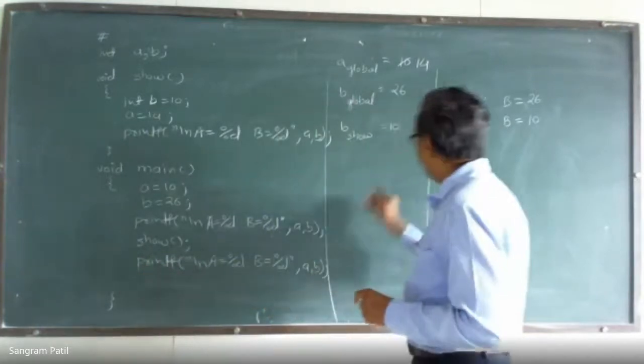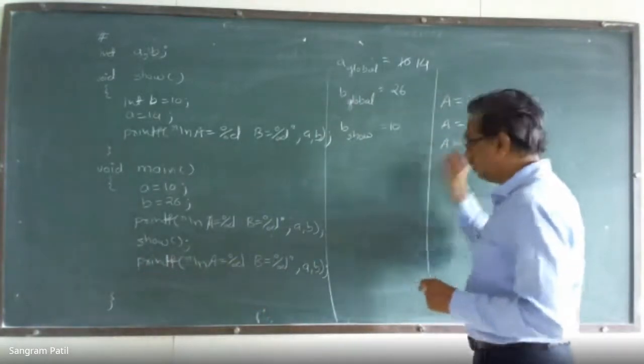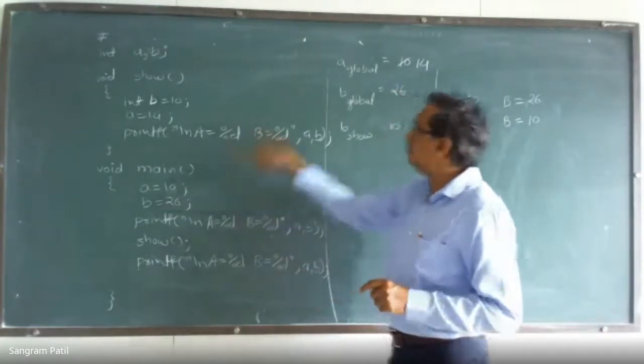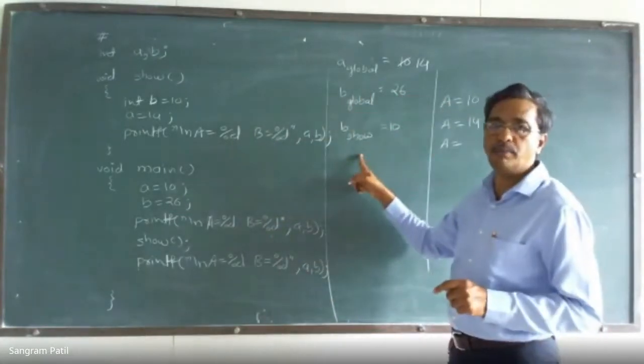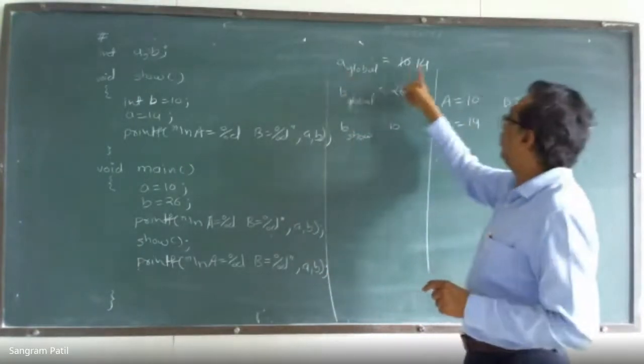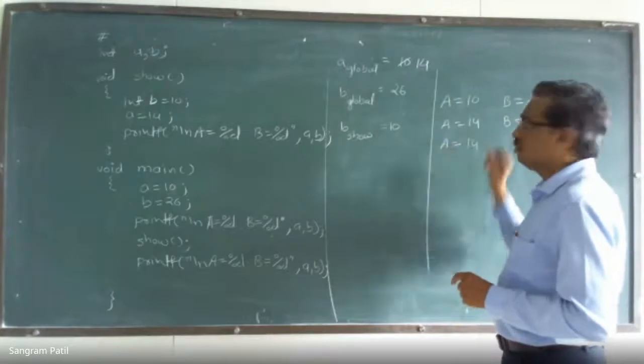Then again print that a is equal to, so this is A is equal to print value of A. A is declared in the main program? No, it is not declared in the main program. It is declared as a global variable? Yes, it is declared as a global variable. What is its value? 14. So this will print 14.